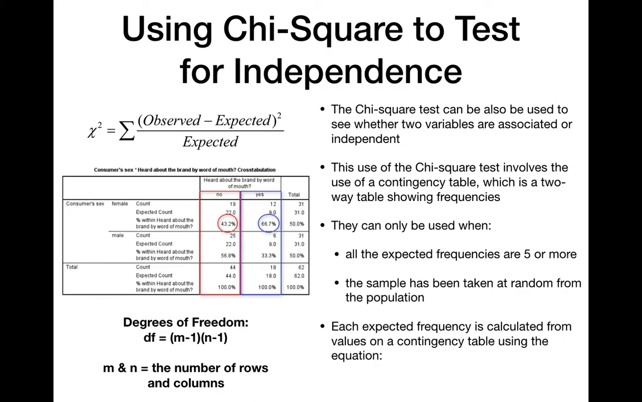And then I'm going to calculate each expected frequency from the values on the contingency table, and I'm going to use this equation. So it's an extra equation. Because you don't have something like Mendel's laws to figure out the expected, you have to use an equation to help you do that. So the sum of the row times the sum of the column over the sum total gives you your expected values.